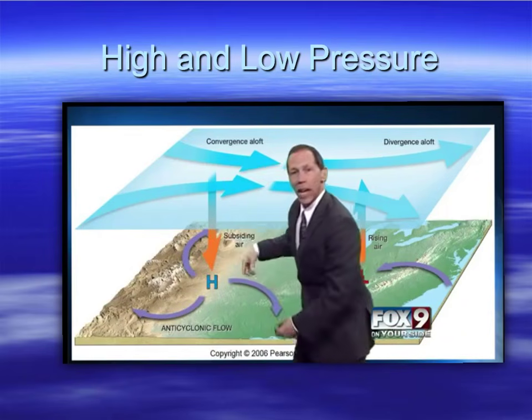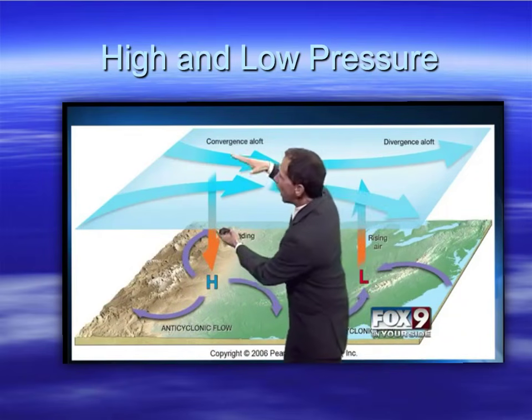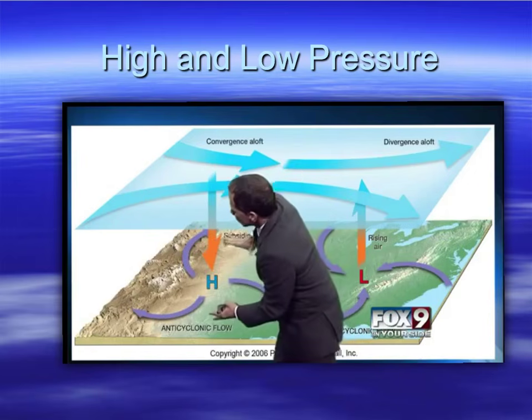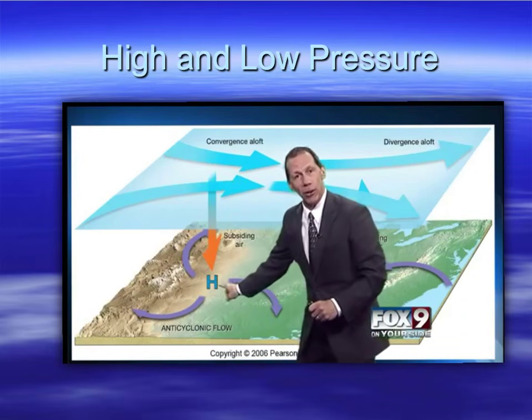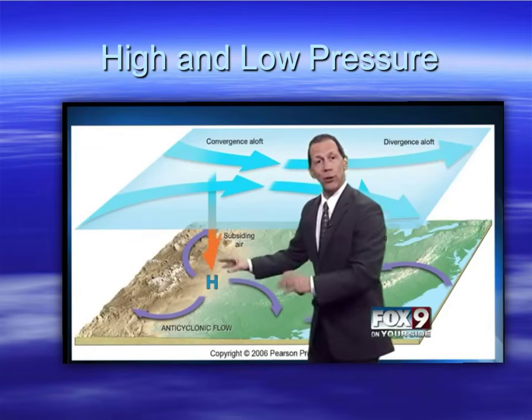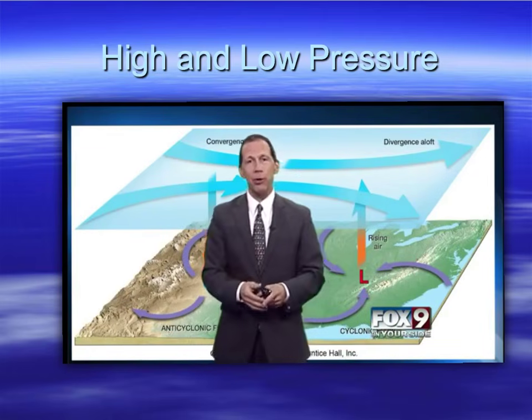As it's sinking, it warms because it encounters the higher pressure near the ground, and that sinking air also causes a big bubble of high pressure to form here. So sinking air near the high pressure warms and dries, and so you don't have any cloud cover out. We had that pretty much during the day today.